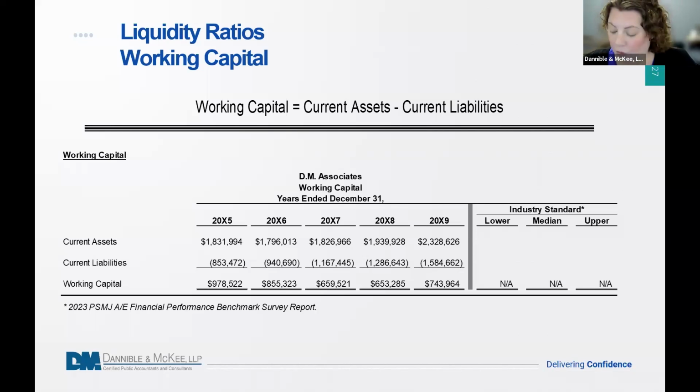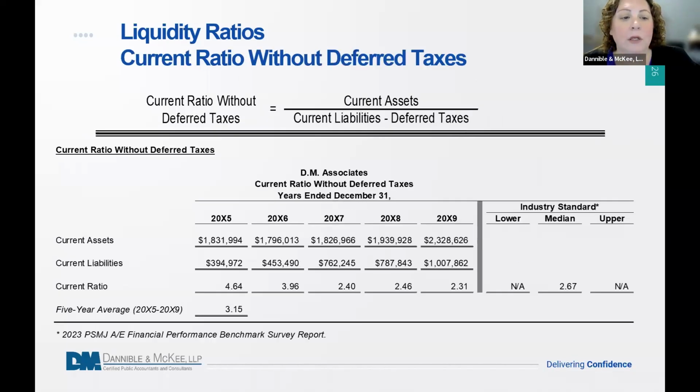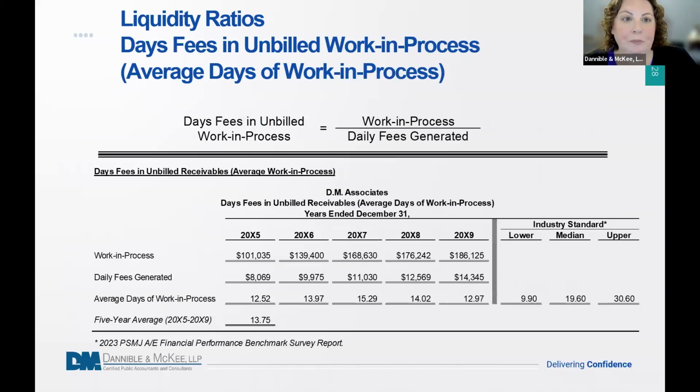Similarly to the ratio above, these two work hand in hand. It's just looking at it differently. Sometimes people like to look at dollars. Sometimes people like to look at percentages. So it's all about who's your audience, but these are two great ratios.